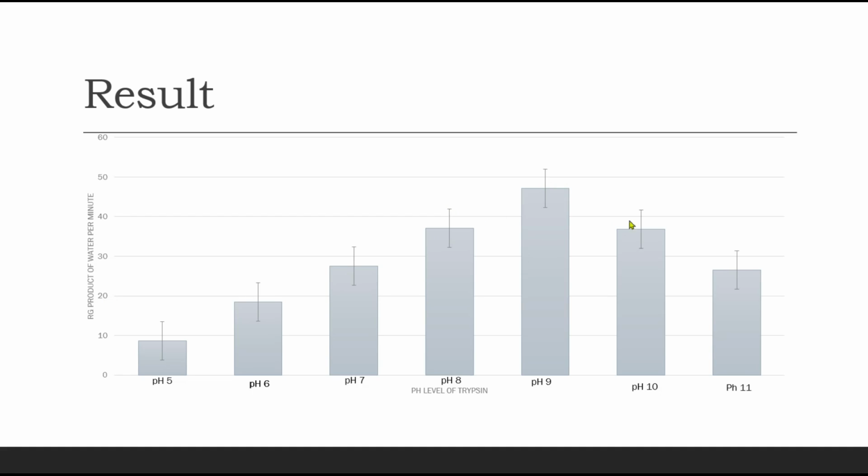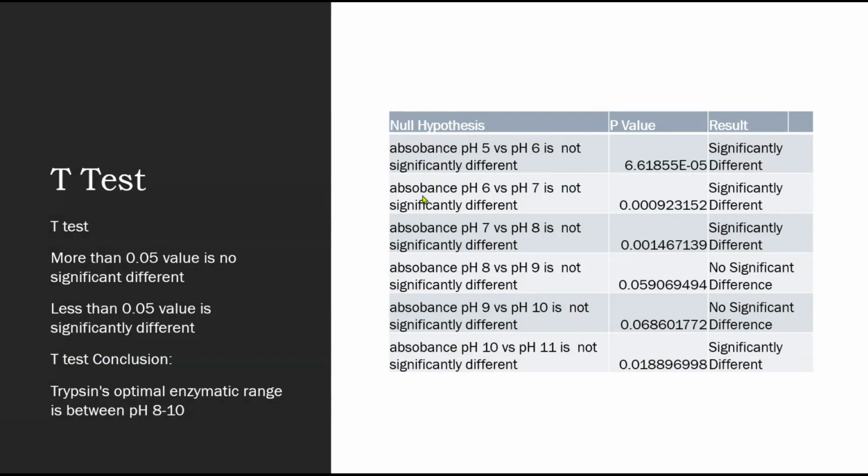to 10. Also, we had to conduct a t-test in which if the p-value was less than 0.05, then there was no significant difference, and if it was higher than 0.05, it meant that there was a significant difference for each pH between 5 to 11.